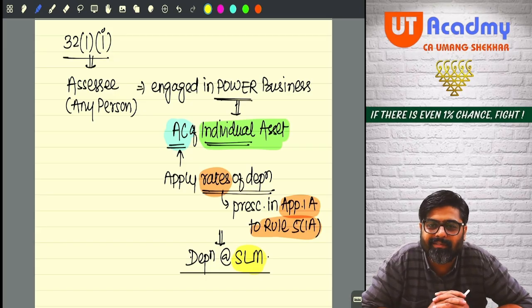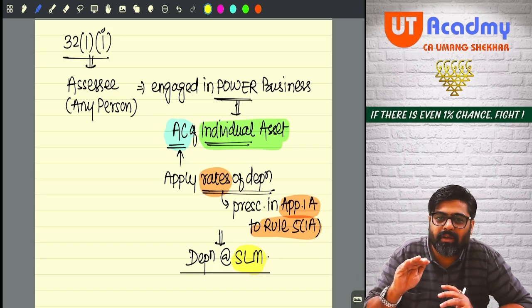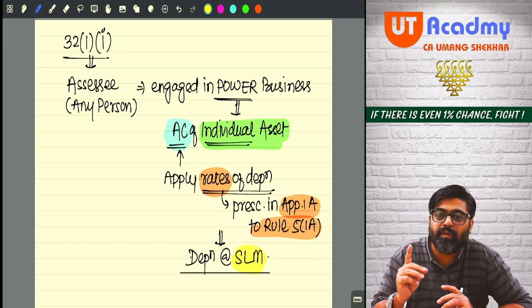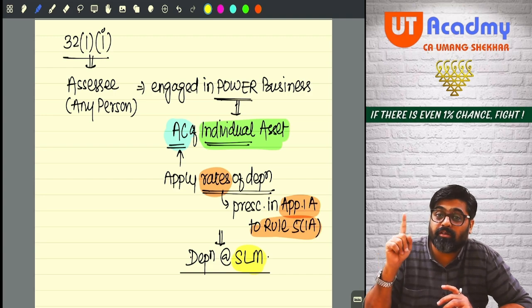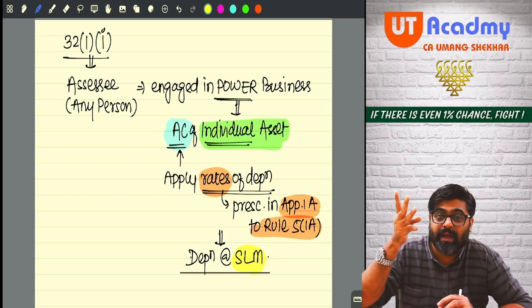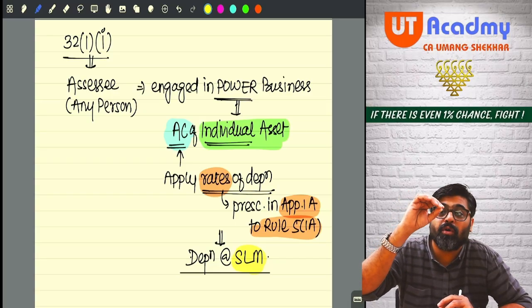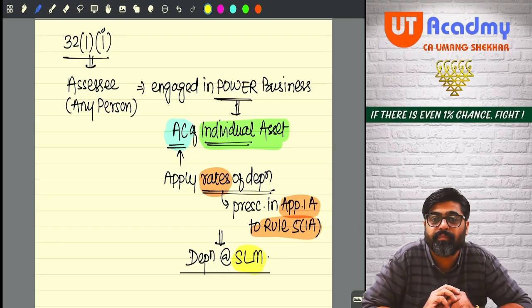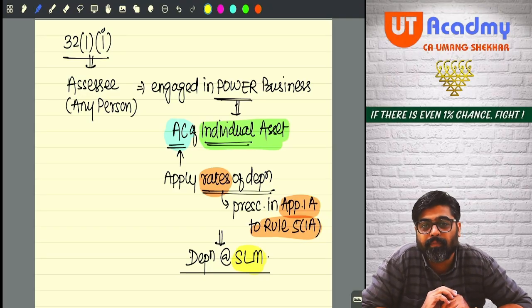Simple. Done. But this calculation you will be doing only if the asset is a specified asset, you are the owner of that asset, and that asset is used by you for your business. Sure. Easy, no?